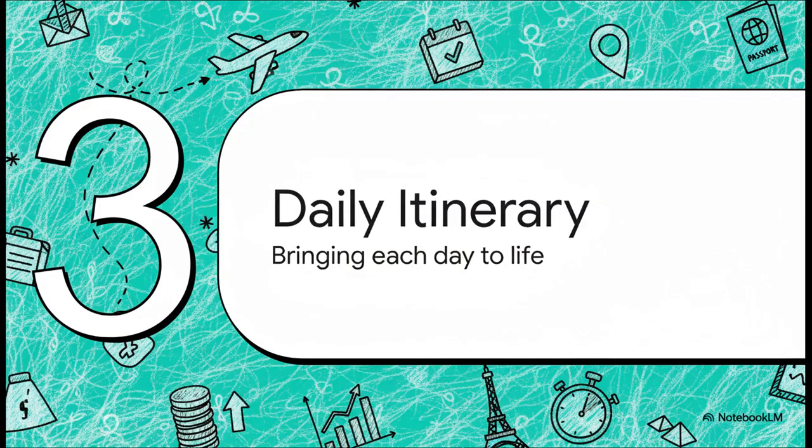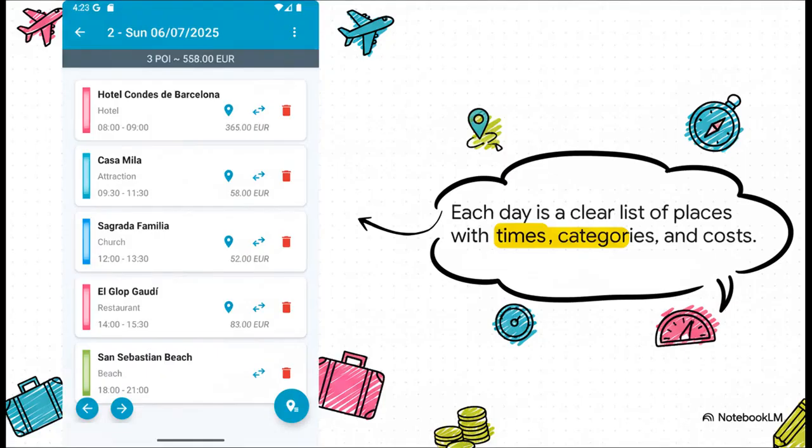Now, let's zoom in even closer. We've got the trip shell set up. How do we actually fill in the blanks and build out that day-to-day plan? So this is what a fully planned day looks like. It's just this clean, vertical timeline. See? You've got your hotel checkout, then a visit to Casa Milà, then off to Sagrada Familia, followed by lunch. Every item has a time, a category like attraction or restaurant, and a cost. And see those little color-coded bars on the left? They help you see what kind of activity it is in a split second.